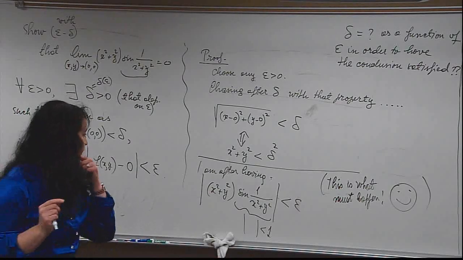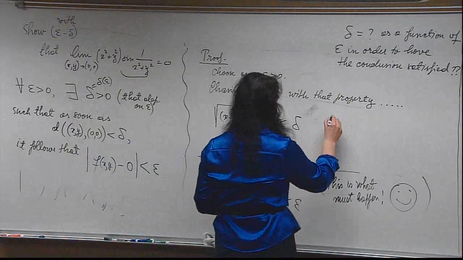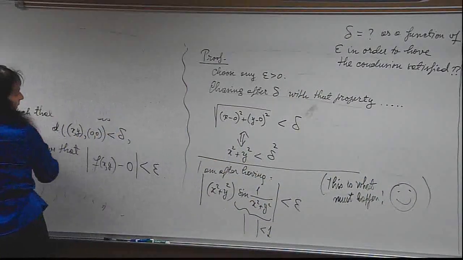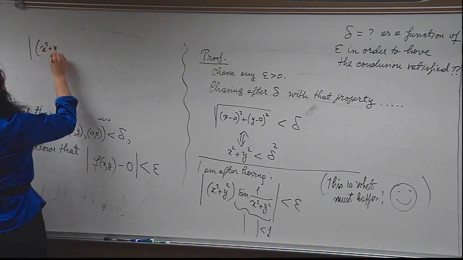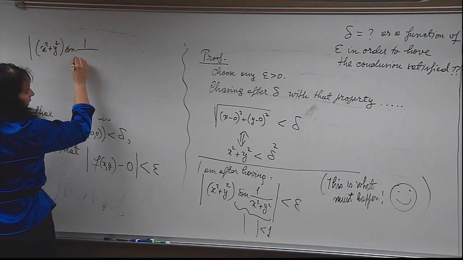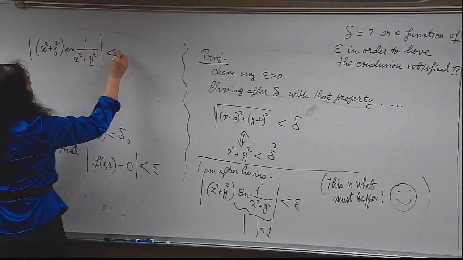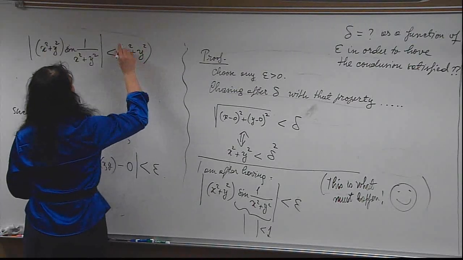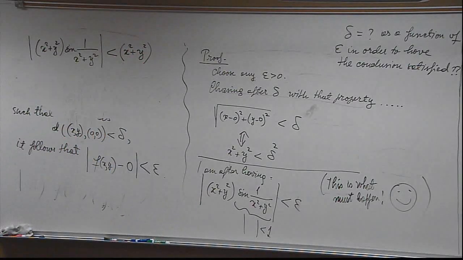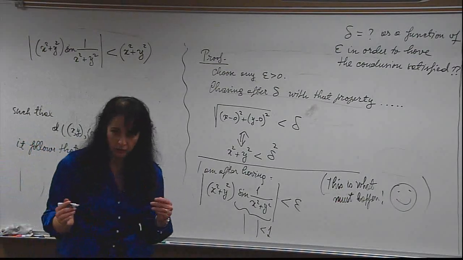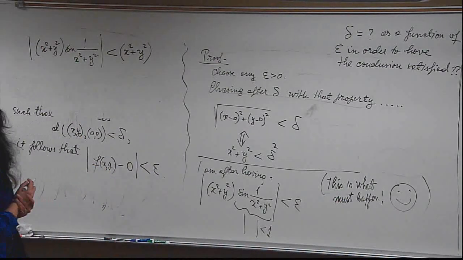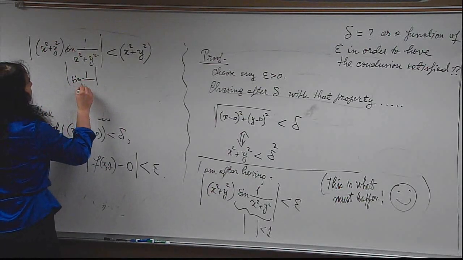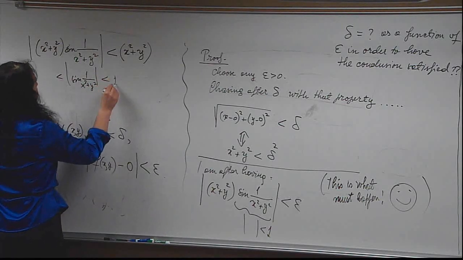Is that the only way? But what about the sine of 1 over x? Yeah, so this doesn't matter. Let me write it down. Note that x squared plus y squared times sine of 1 over x squared plus y squared will always be less than the absolute value of x squared plus y squared, which is positive. Why is that? The sine can only be 1 or negative 1, so in absolute value, sine of 1 over x squared plus y squared is always less than 1.